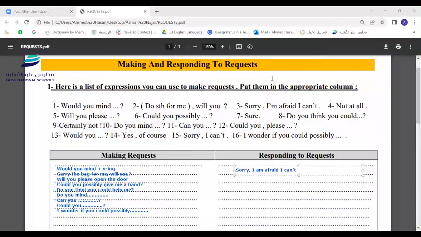Accepting or refusing, guys? There's no interaction. When I say sorry, I'm afraid I can't, is it yes or no to the request? No answer? There is no participation at all?